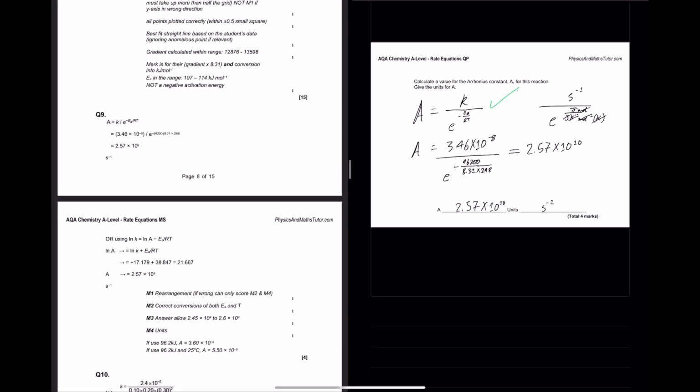Correct conversion of both the activation energy and the temperature. So recognizing that this should be 96,200 and this should be 298 instead of 25. That's another mark. Correct answer, allow 2.45 times 10 to the power. Did I do power of 10? It should be to the power of 9.